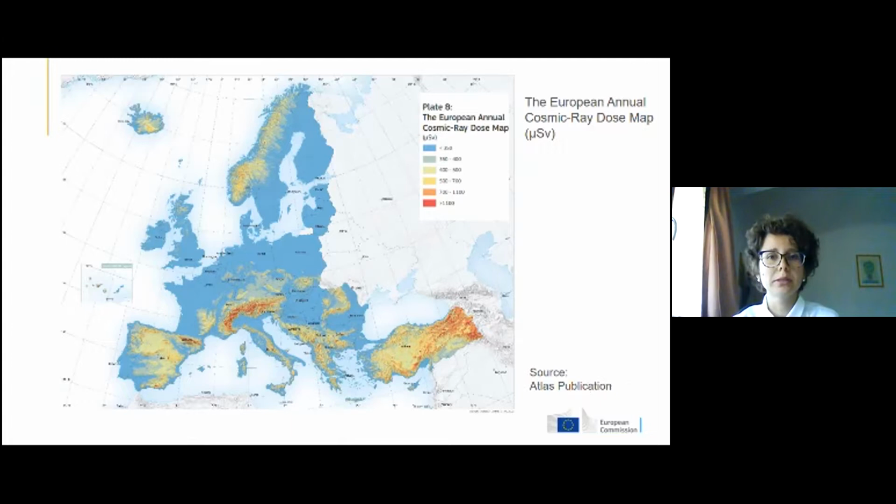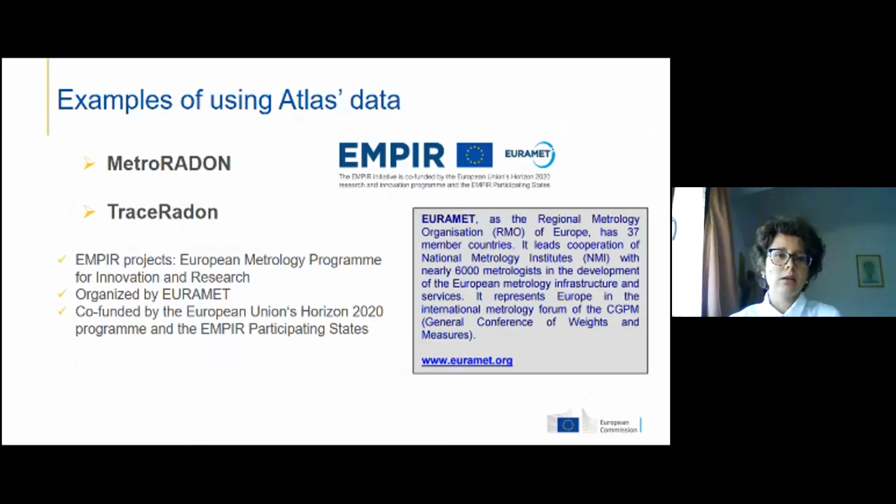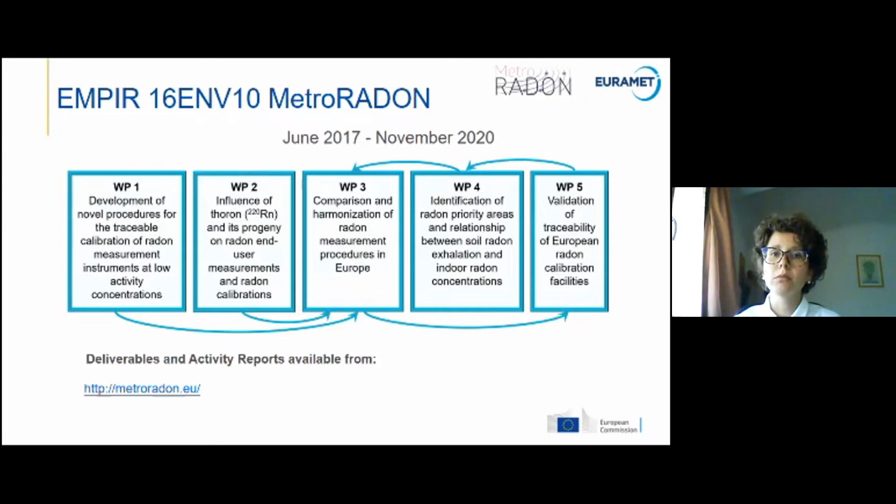We want to provide some examples of using Atlas data that can be found in two European projects, Metroradon and Traceradon. These are EMPIR projects from the European Metrology Programme for Innovation and Research, organized by EURAMET and co-funded by the European Union's Horizon 2020 programme and the EMPIR participating states. About Metroradon, the project finished in November 2020.